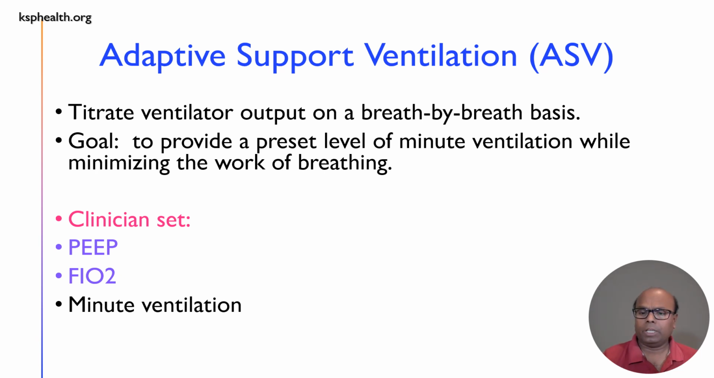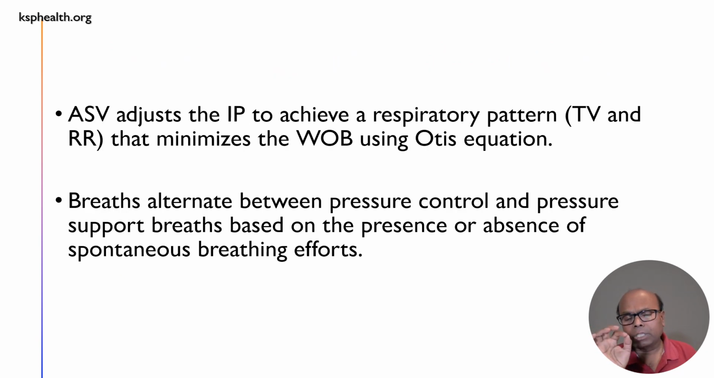Start with 100%, even if there are very sick patients, or you can start with 80%, 60%. When you do the ASV, which is adaptive support ventilation, it adjusts the inspiratory pressure to achieve the respiratory pattern that minimizes work of breathing using the Otis equation. The breaths alternate between pressure control and pressure support breaths based on presence or absence of spontaneous breaths. So the ventilator automatically identifies the compliance and resistance and gives enough tidal volume without exceeding the higher pressures.